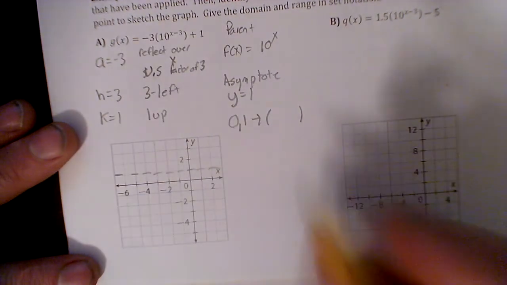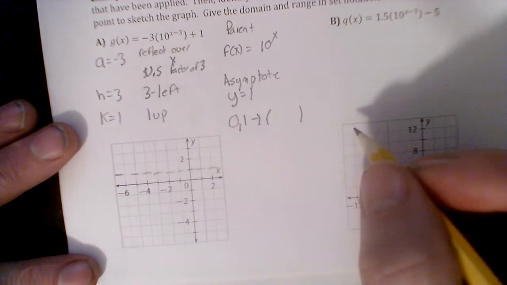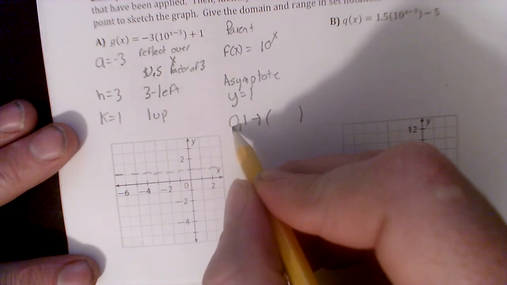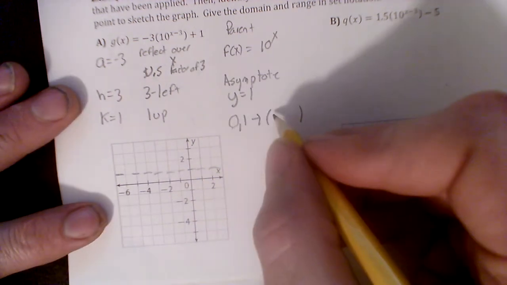Alright. So we'll do 0, 1. Normally I'd be right there. That's our x value. So to that we add h. So that is now a 3.